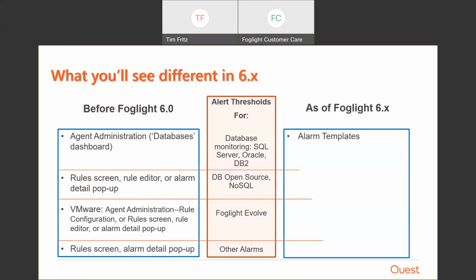So the database monitoring cartridges like SQL Server, Oracle, DB2 had, and still do, an agent administration dialog, right? Where you can go in from the database's dashboard, you can choose to configure alarms. So that's where it was done. That's where you could set up thresholds. You could also use the rules screen, dive into the rule itself. You can set up thresholds there, you still can.